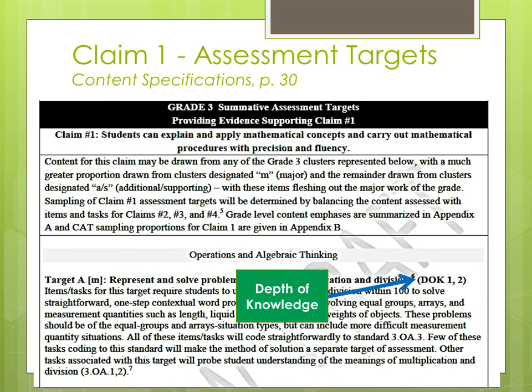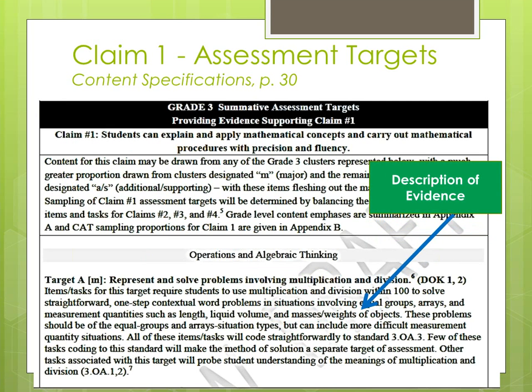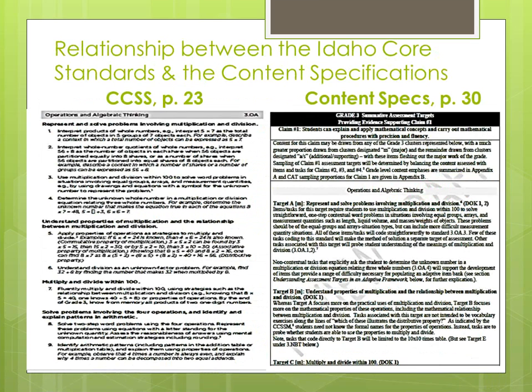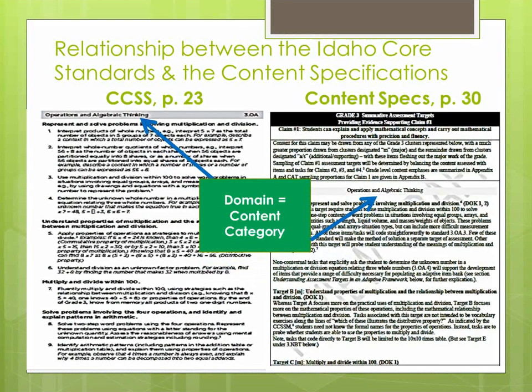You'll see the depth of knowledge that an item will require a student that centers around this assessment target. And then you'll see the description of evidence, which is taken directly from the specific standards underneath that cluster heading in the content standards. So if you look side by side, hopefully you have both these documents with you, you turn to page 23 in the Common Core State Standards, and you have this page 30 still open in the content specification. You'll see what we just talked about.